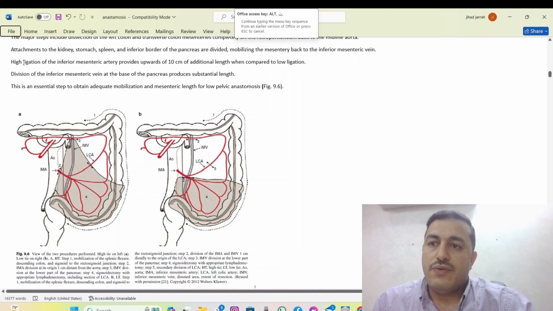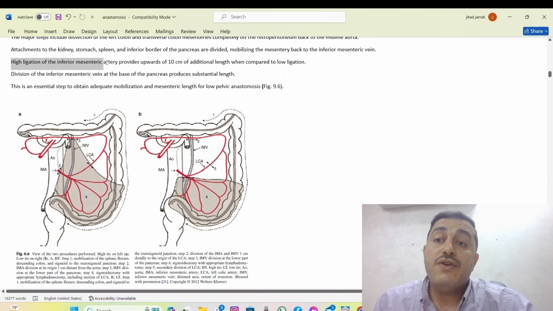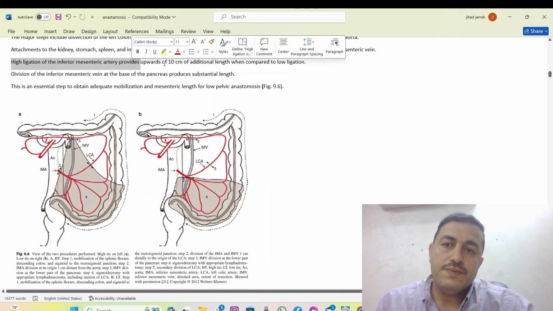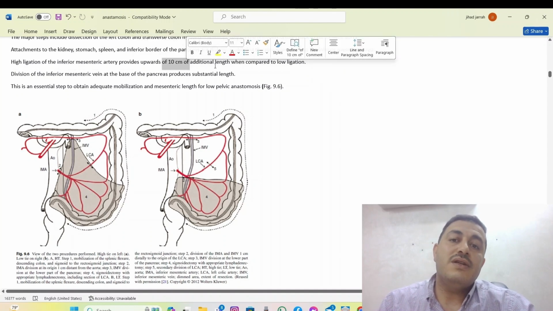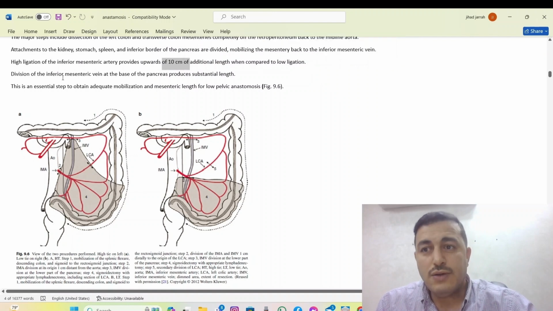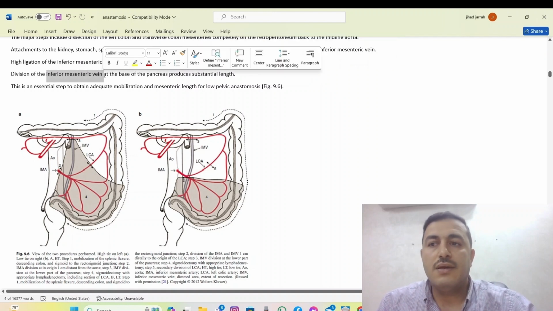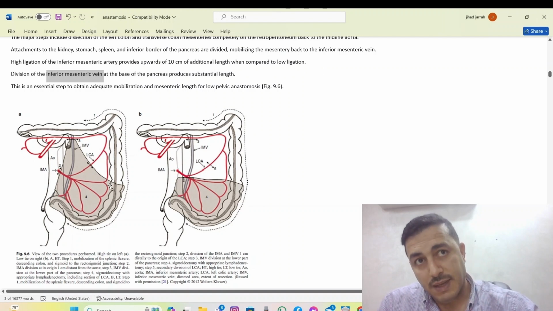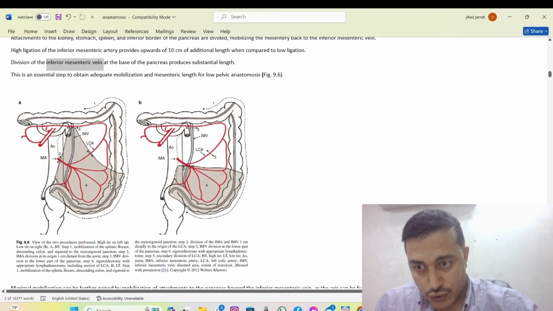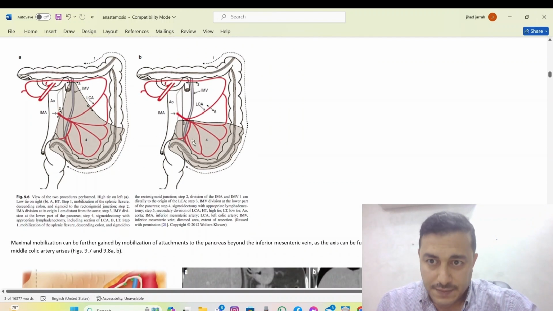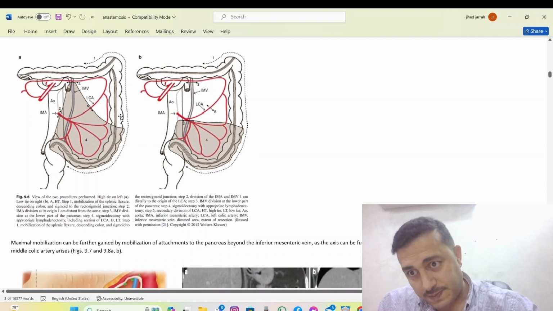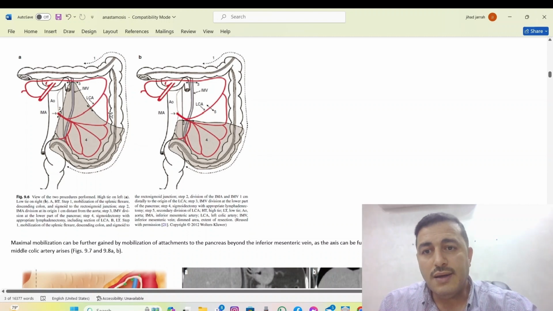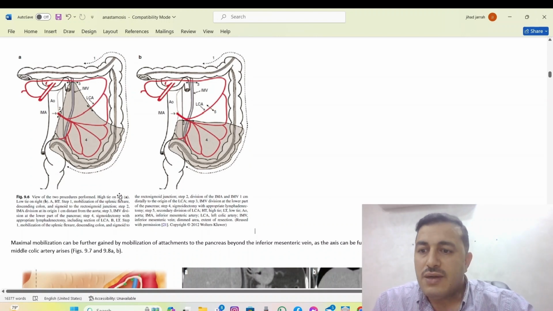Let's see together this information. High ligation of the inferior mesenteric artery provides you 10 centimeters of additional length, and inferior mesenteric vein ligation or division also gives you length, so the proximal part of the bowel can reach. This is a nice picture that shows you the differences between high and low ligation. Let's read it together in order not to miss any information here.